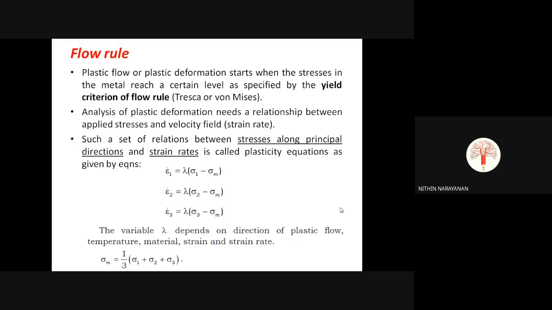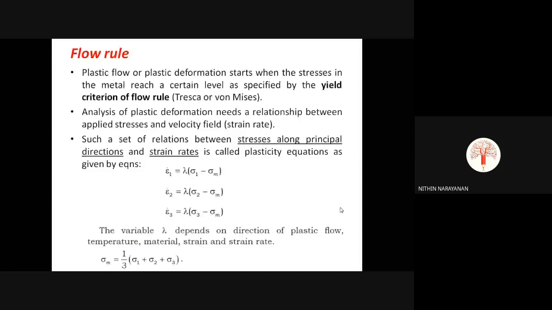So flow rule means this yield criteria of flow rule. Actually, we have studied two types of flow rules, that is Tresca and von Mises. When we are comparing both the flow rules or both the yield criteria of flow rules, we found that von Mises is somewhat more accurate, or it is more closely reality than the Tresca criteria. Okay, we have compared it for 4 different cases.